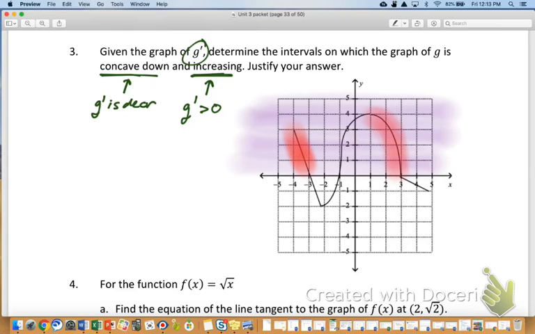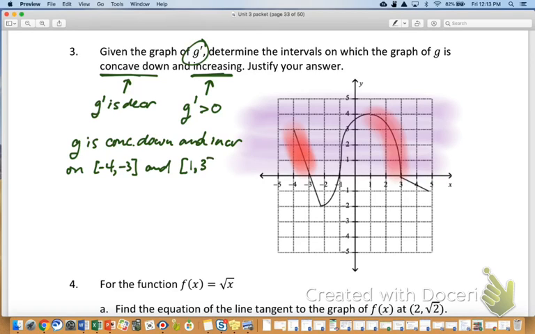So to answer and justify it, I will say G is concave down and increasing on the interval from negative 4 to negative 3 and from 1 to 3. Because G prime is positive and decreasing on those intervals.